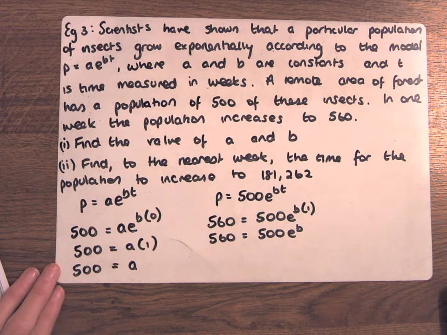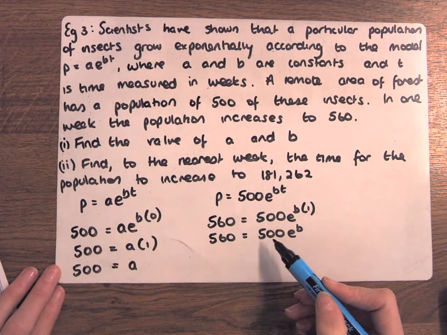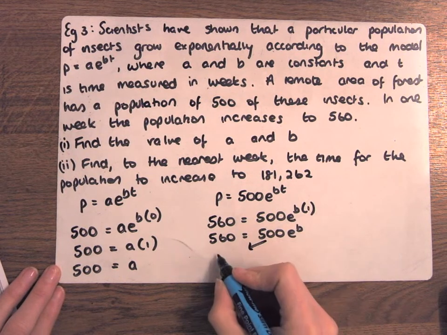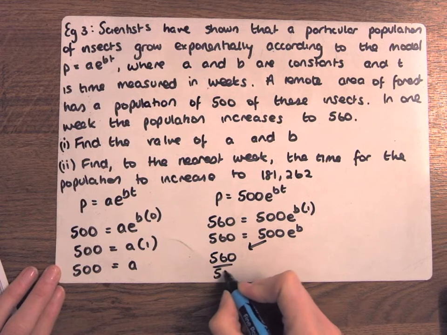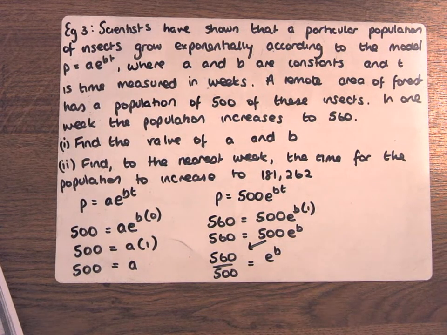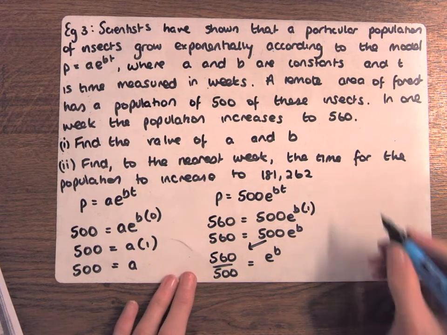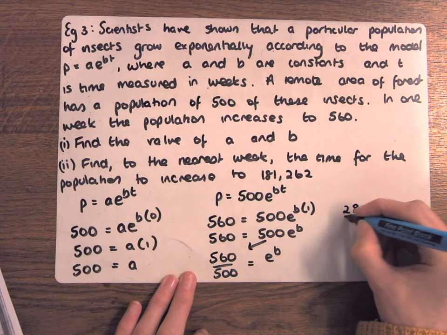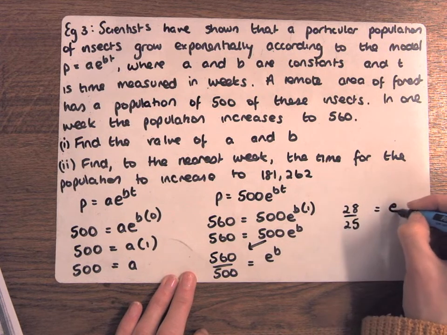How do I get e to the power b? Remember, e is just a number, just a decimal. So I'm interested in getting the power b. What will I have to use to get a power? Logs. Great. Where does that 500 go? Under. So that's 28 over 25 when I tidy it up, equals e to the power of b.